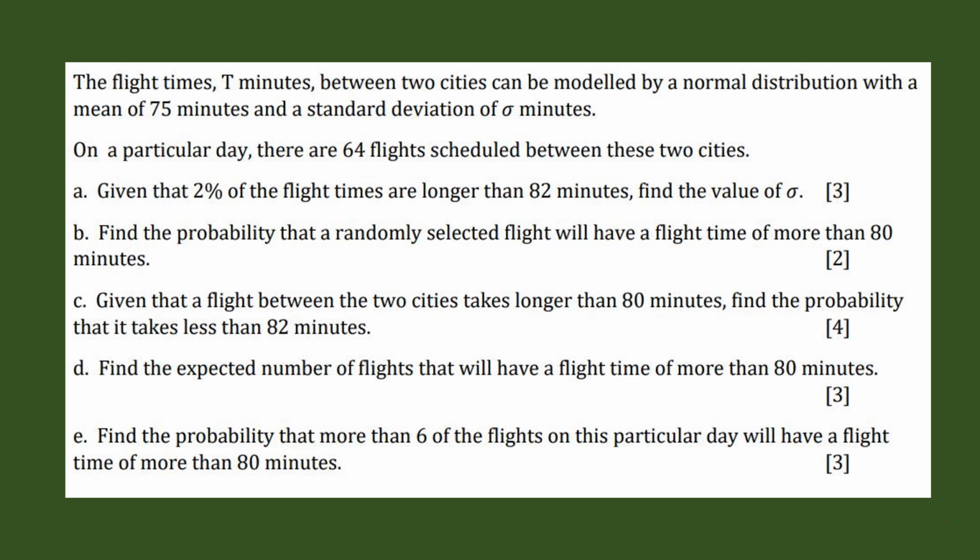The flight times, T minutes, between two cities can be modeled by a normal distribution with a mean of 75 minutes and a standard deviation of sigma minutes. On a particular day, there are 64 flights scheduled between these two cities.